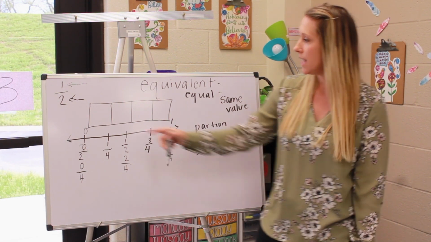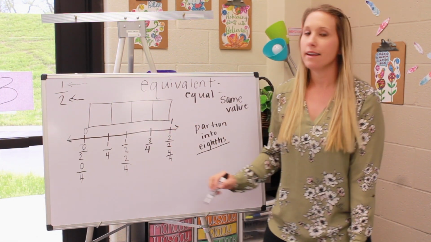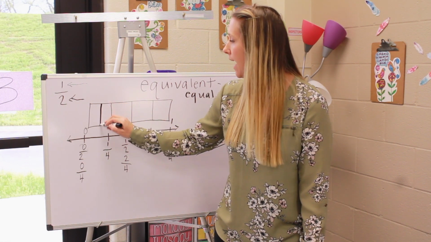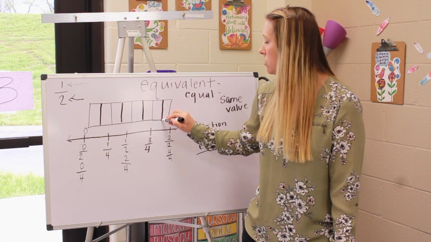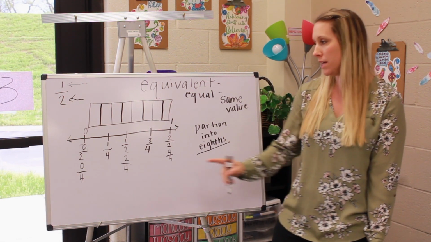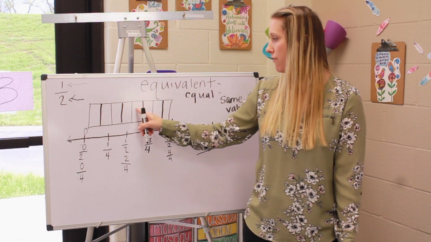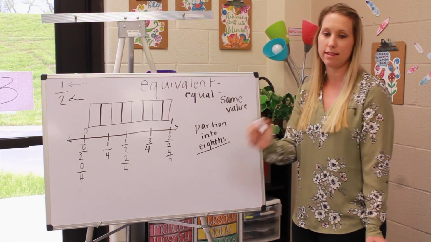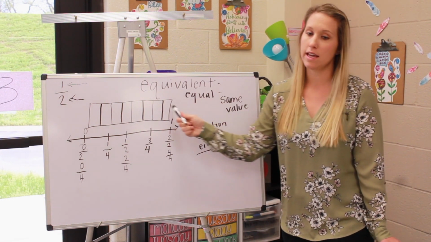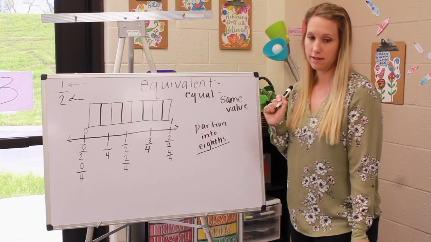Did you take your 4ths and cut each 4th in half so that you now have 8 pieces? 1, 2, 3, 4, 5, 6, 7, 8, or we would say they have been cut into 8s. Does your rectangle look like this?